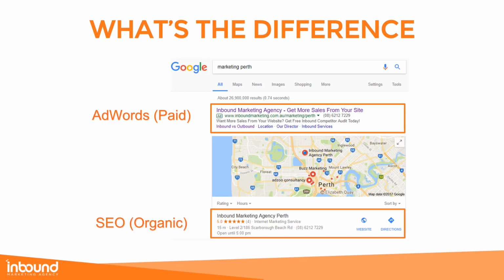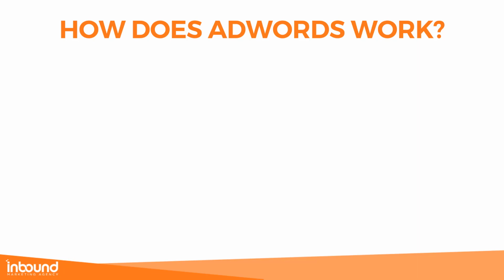Now the SEO, which stands for Search Engine Optimization, is the organic section below that. You don't have to pay per click. Now this might be in the map listing section or further down in the organic area where all the search results are.